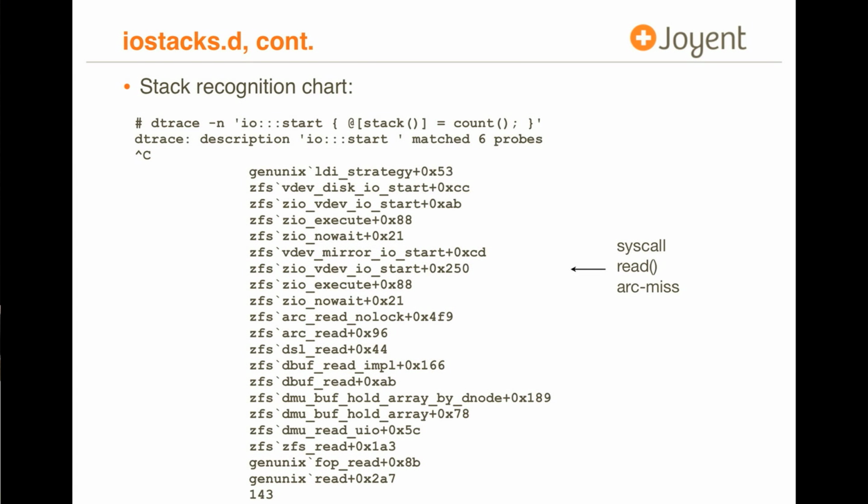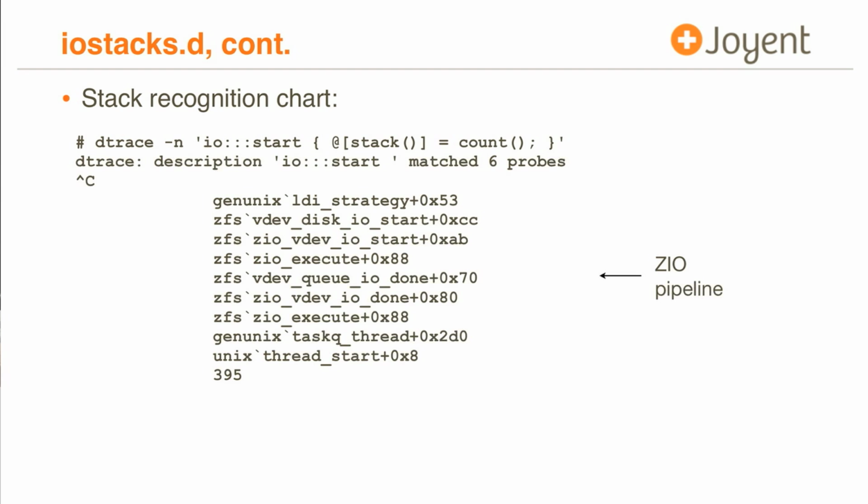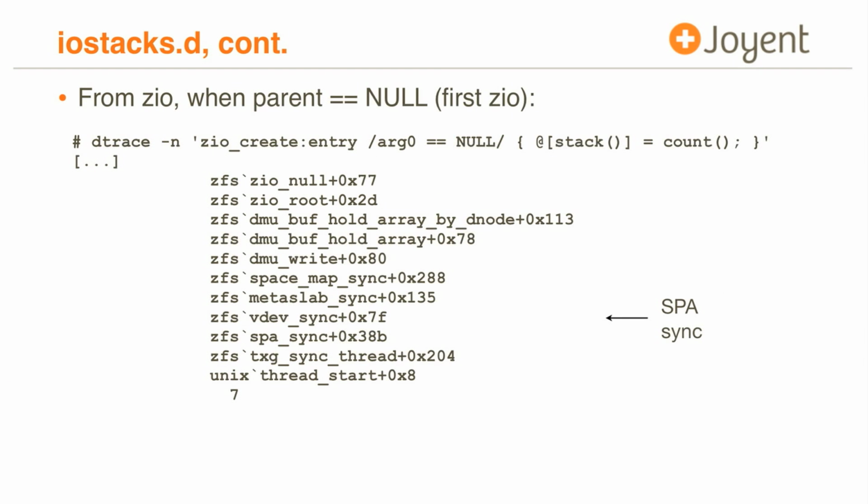Because normally it will print out a bunch of these, you could have a stack recognition chart. So here's a syscall read ARC miss, and I've got a ZIO pipeline. It's originating from the task queue. Another good location to trace, apart from IO start, is ZIO create, because with the way ZFS does pipelining, another thread may pick up an IO by the time it actually issues it to disk. If you're looking at the stack trace, you're only seeing that thread's stack. So it can be handy to wind back a bit and go to the point where we created the ZIO to enter it into the head of the pipeline.